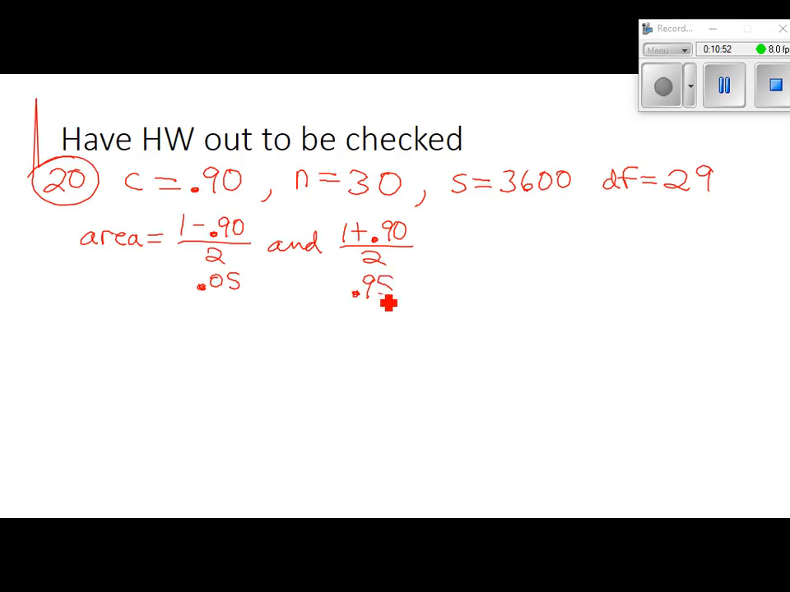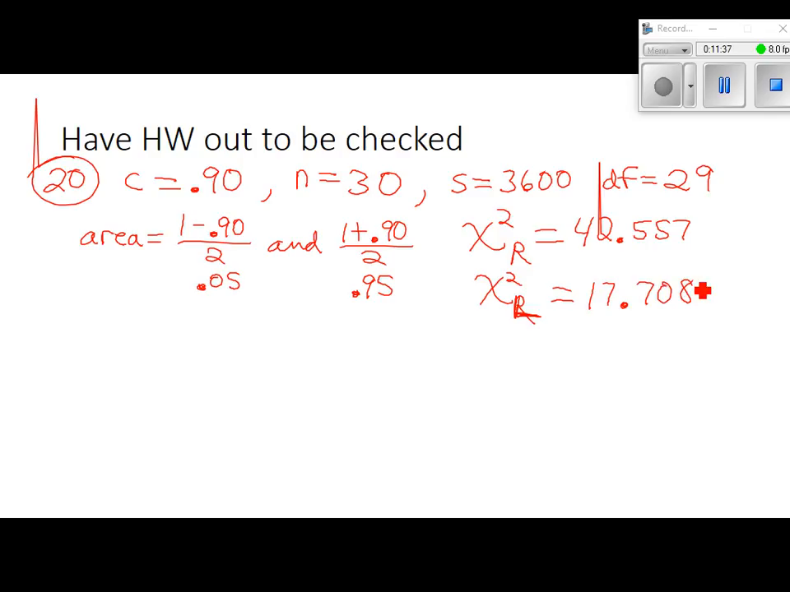Now to find our chi's, chi squared right and chi squared left, those are our critical values. We use the chart, look up 0.05 and our degrees of freedom, which is 29. What's that give us? 42.557. And for the left, we use 0.95 and 29. 17.708.